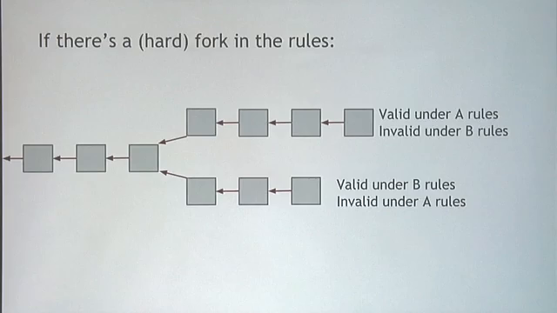You get one branch, let's say this one up here, which is valid under rule set A, but invalid under rule set B. And conversely, you'll have another branch down here which is valid under rule set B and invalid under rule set A. If there's a hard fork as to what the rules should be, then there will be some transactions that are valid on one side and not the other, and this will eventually happen. And once these branches go apart, they can't come back together, because this branch is illegal under the B rules, and this branch is illegal under the A rules. They're permanently separate.